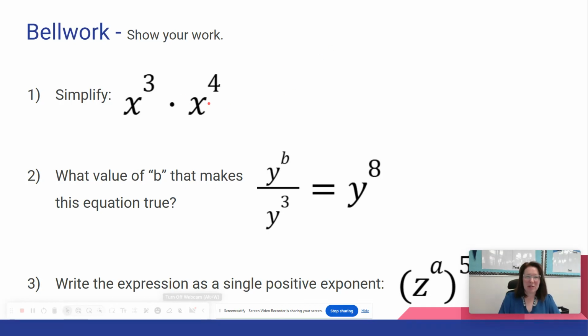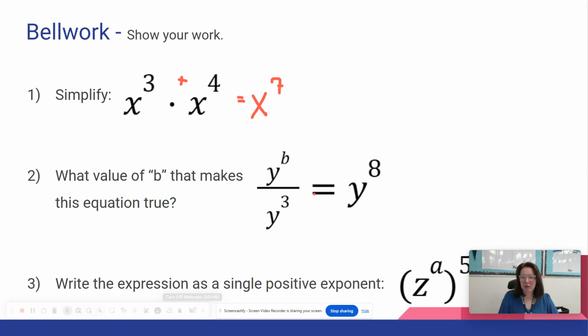This is reviewing some stuff you've already learned. So here means we have three x's, x times x times x, and here it means we have four x's, x times x times x times x. So altogether we have 7. So we know the quick method instead of counting would have been just to add 3 plus 4 equals 7. So our new exponent is x to the 7th power.